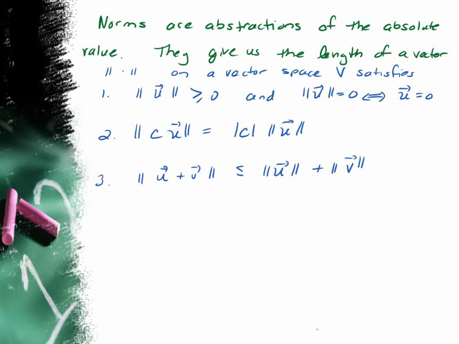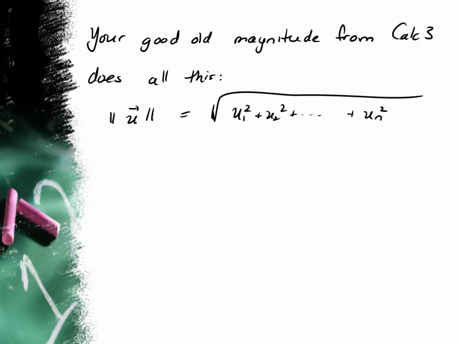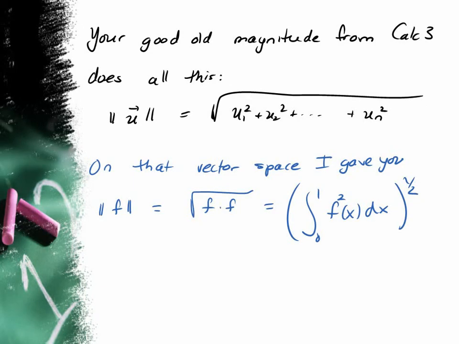But in physics class, you probably used the idea of a triangle inequality because you have to compare lengths to each other. Your good old magnitude from Calc 3 does this. Students taking advanced calculus will prove that this is actually true. But certainly, on the vector space I just gave you, that's the magnitude. It satisfies those 3 rules that I just gave you. So it acts like the absolute value on functions.